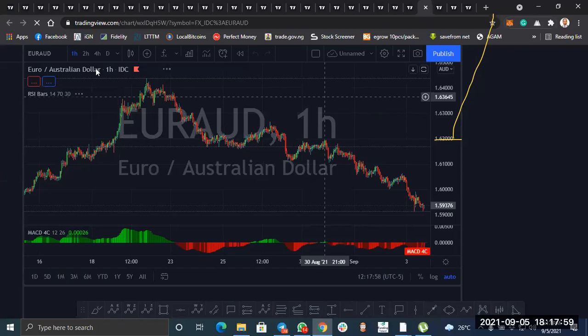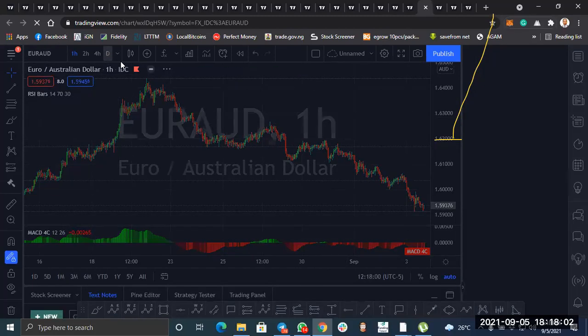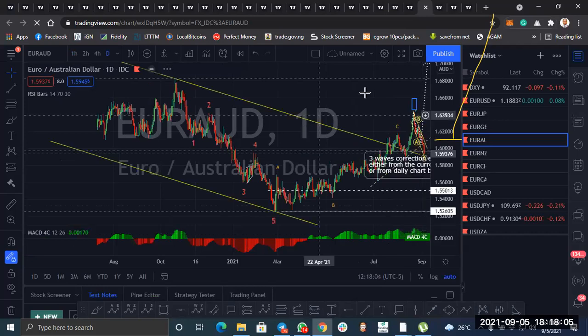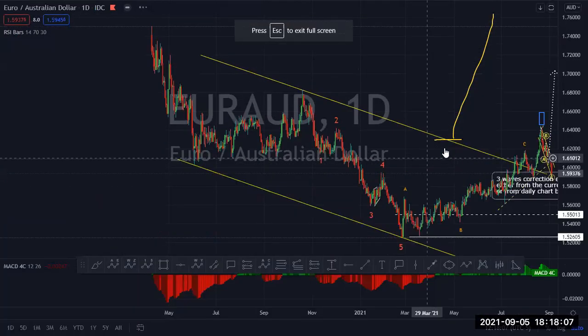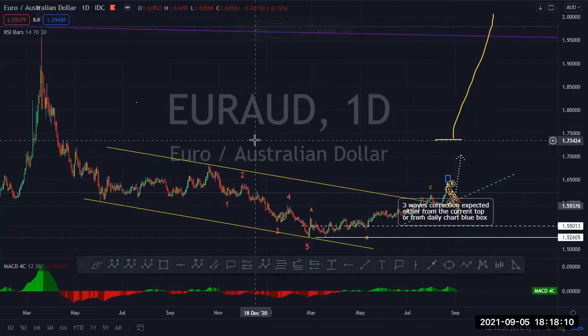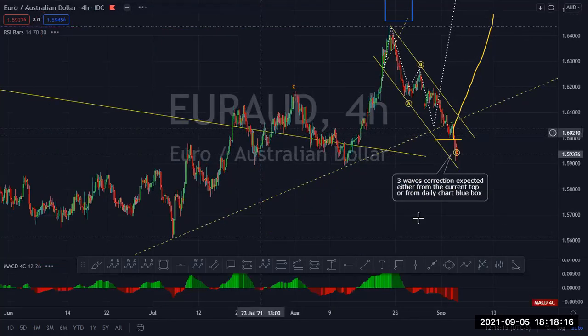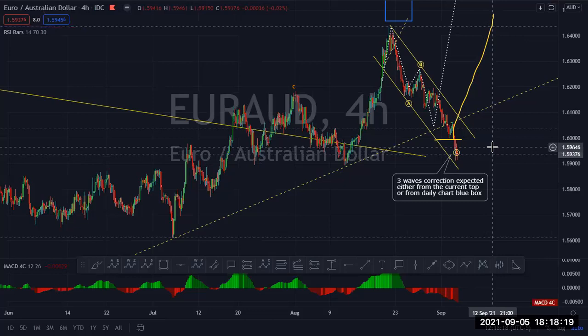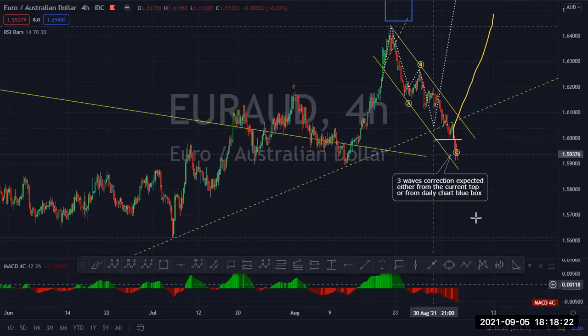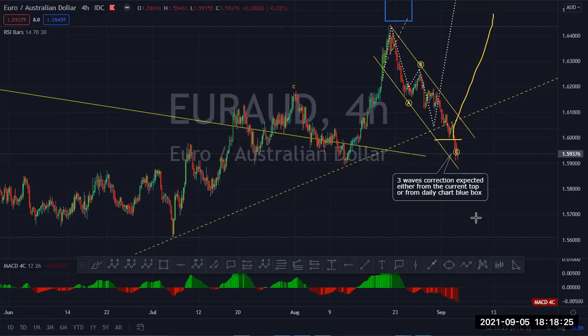AUD. Euro AUD, let's go to daily to see the daily chart before we continue to lower time frames. Okay, the daily chart is not that visible. Let's go to 4 hours. Okay, the 4 hours chart is a kind of, I didn't expect this deep move. This is one of the reasons I expected the pair to turn from here and go up. But you can see it is going deeper and deeper.